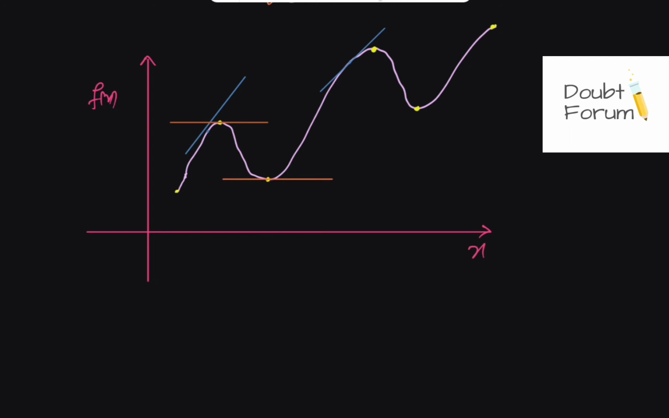Similarly, this maxima point will also have a slope of 0, and this minima point will also have a slope of 0. So from here, one thing is very clear: at the local minima or local maxima points, the slope of the function is 0. But we are not sure which one is representing the maxima point and which one is representing the minima point, because for both points the slope will be 0.